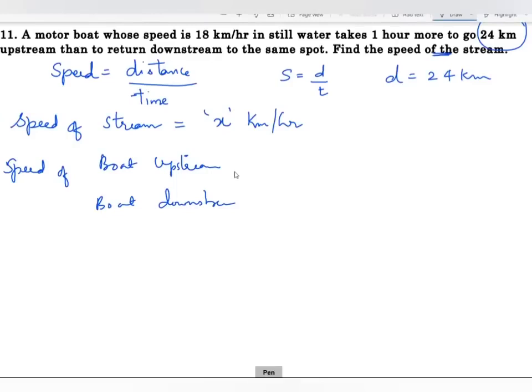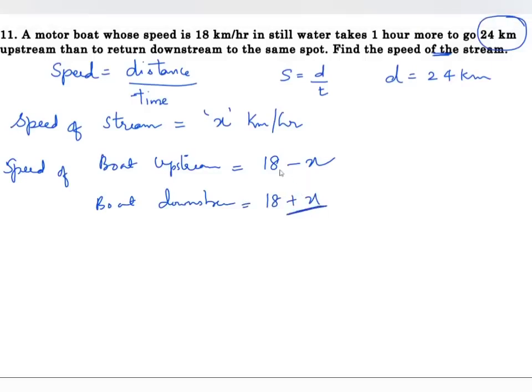For upstream, speed of boat minus speed of stream, that is 18 minus x. For downstream it is 18 plus x. If the boat moves from higher level to lower level, the speed will increase, that is right, it is plus. In the same way, for upstream it is against the flow of the water, therefore it is minus x. Speed of boat upstream is 18 minus x, downstream will be 18 plus x. Now speed equals distance by time.